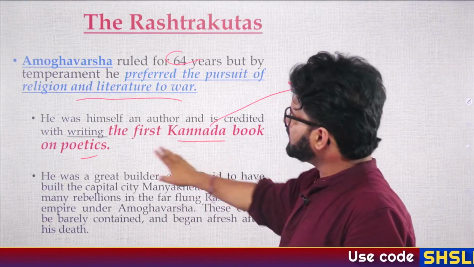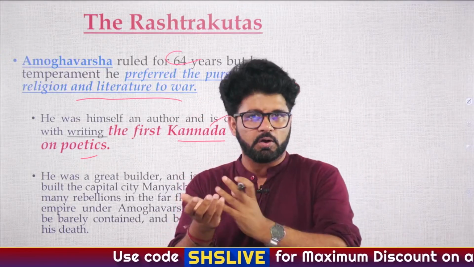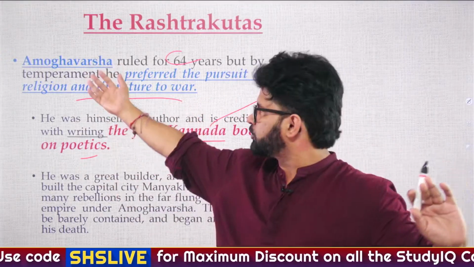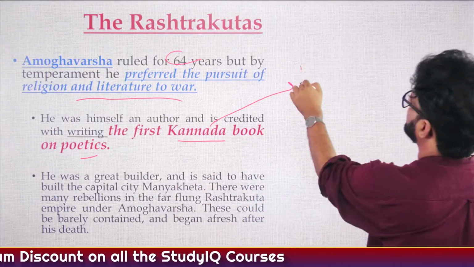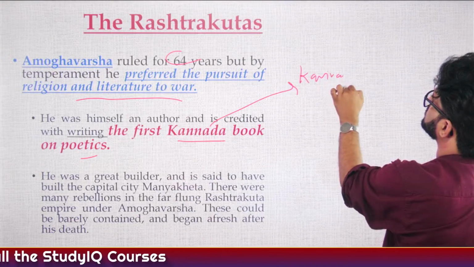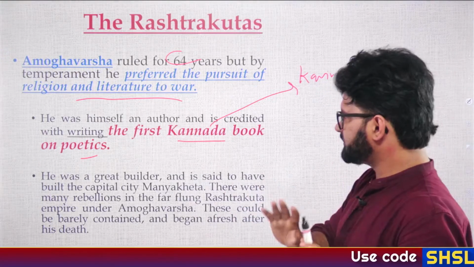So, the first Kannada book on poetics was written by Amoghavarsha, who believed more in Dhamma Ghosha, or who was the Ashoka of the South. What was the name of that book? Very good. That is Kavirajamarga. When we are discussing the same thing multiple times, that means it is important.